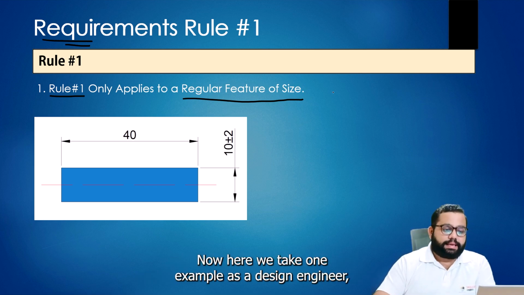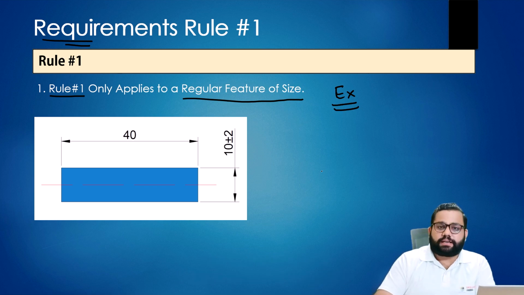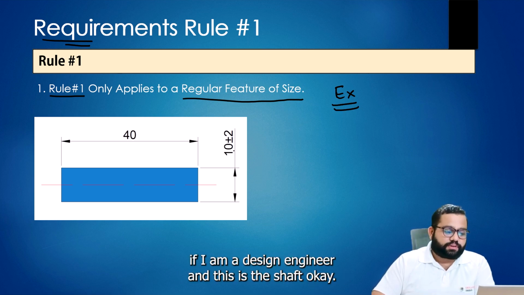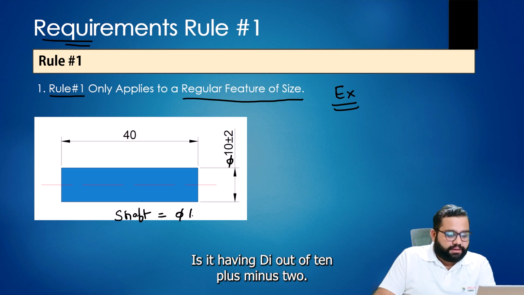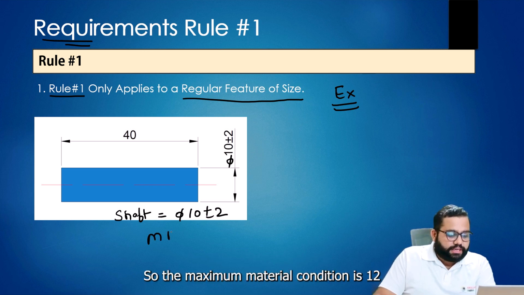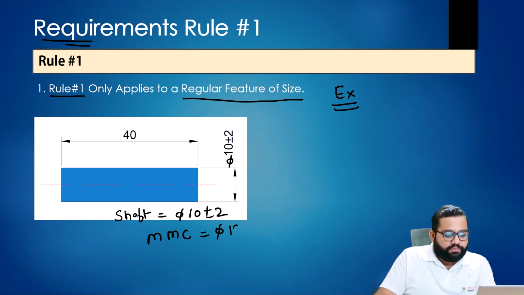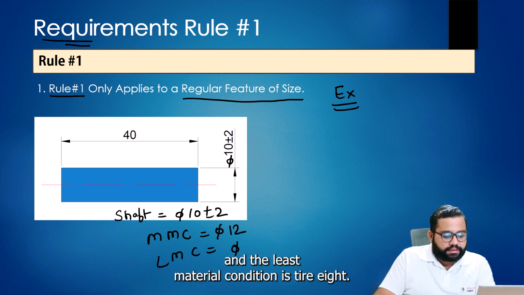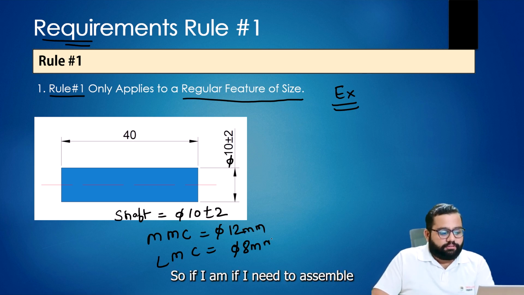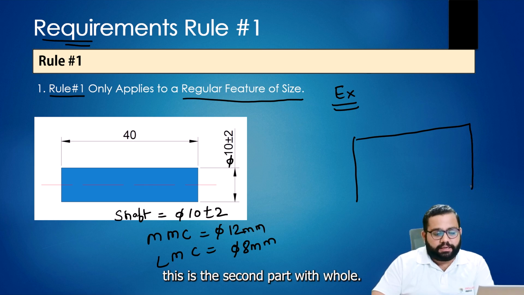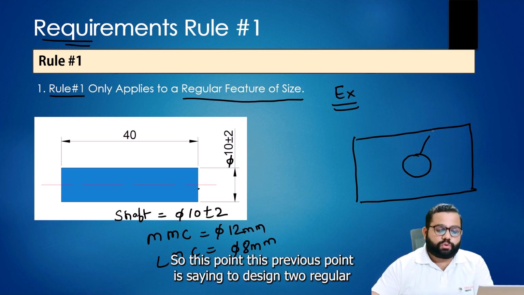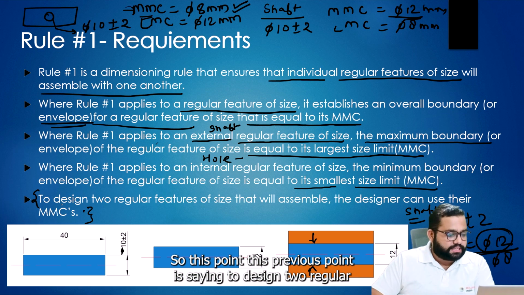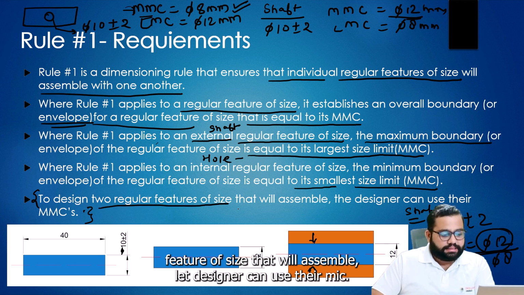Now here we take one example. I'm a design engineer, and this is the shaft. This shaft is having a diameter of 10 plus minus 2. So the maximum material condition is diameter 12 and the least material condition is diameter 8. If I need to assemble, this is the second part with a hole. This shaft is going to be assembled in this hole. So this previous point is saying to design two regular features of size that will assemble, the designer can use their MMCs.